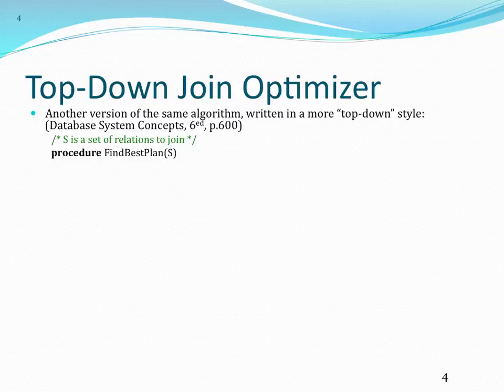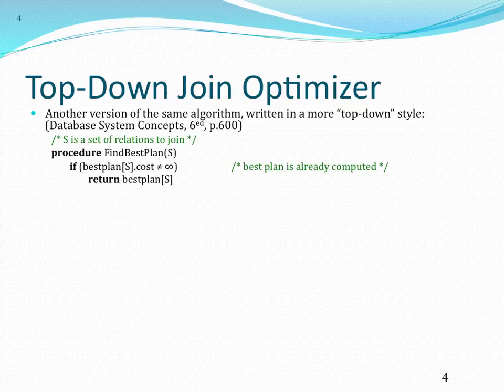So, find the best plan. You have some set of tables, or in their parlance, a set of relations that you want to join. And you basically go into your collection of plans, and you say if you already have a plan that joins all of the tables in S, then the cost won't be infinity. That's your placeholder to say, I don't know what the cost yet is. You just say it's infinity. If you have a non-infinite cost, you say, well, I already have the optimal plan for this thing. I'll just return that. So this is sort of the memoizing aspect of this algorithm.